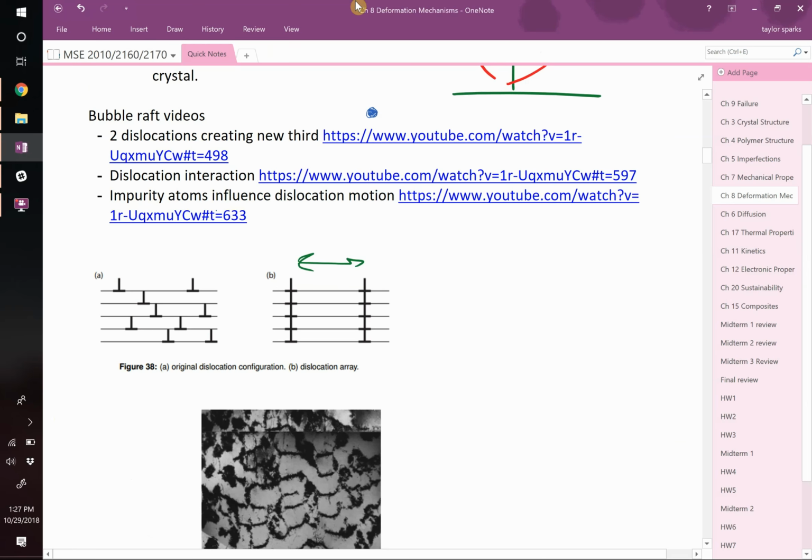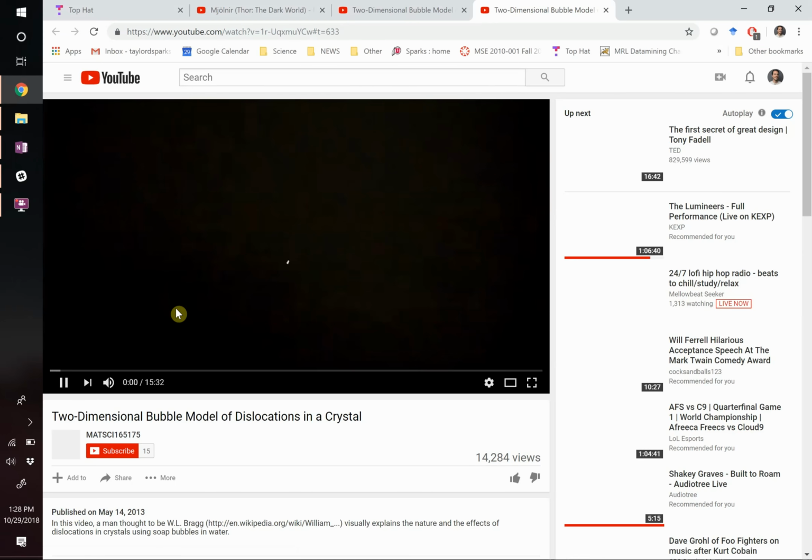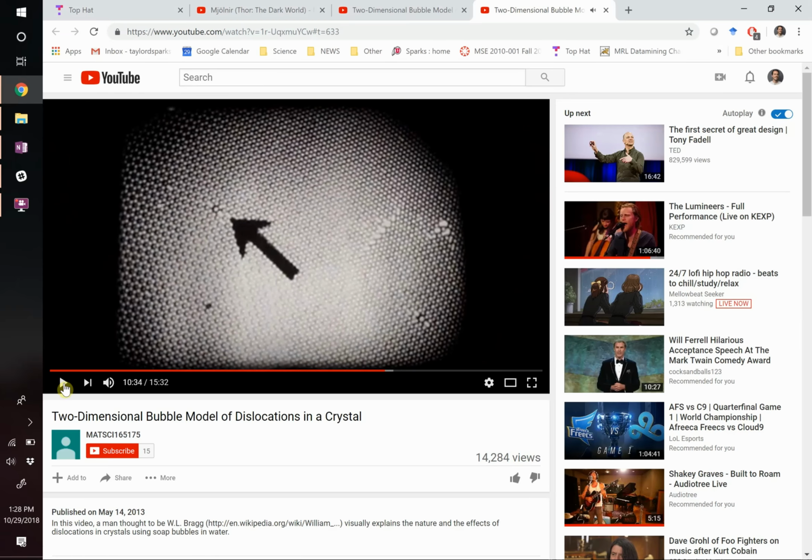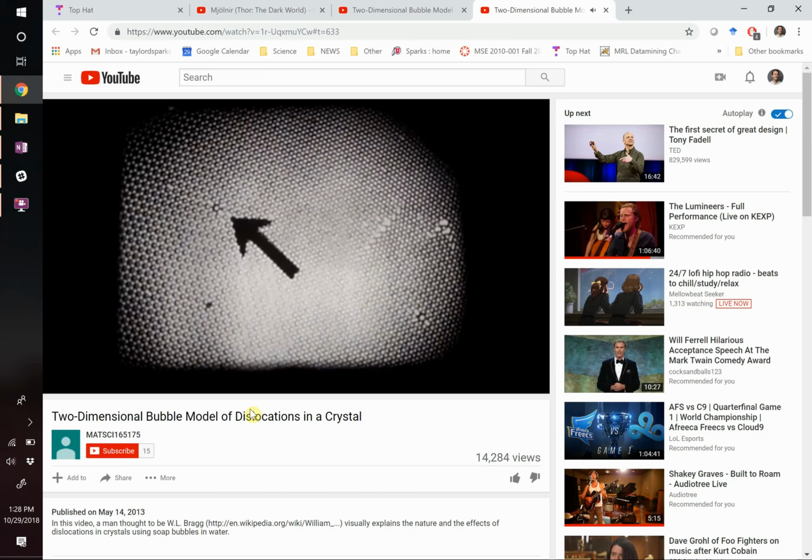Then the last one is, take a look at this. In this case, now they're going to have an impurity atom. The impurity atom is slightly different in size, so they blew a bubble that's either bigger or smaller. It looks like the one they're pointing at here is maybe a little bit bigger. So the region around it is now under compression because you've got this slightly bigger bubble there. So if we go ahead and hit play, what will a dislocation do?